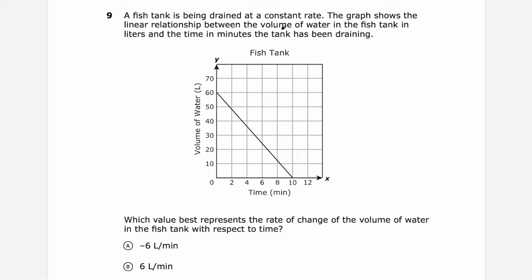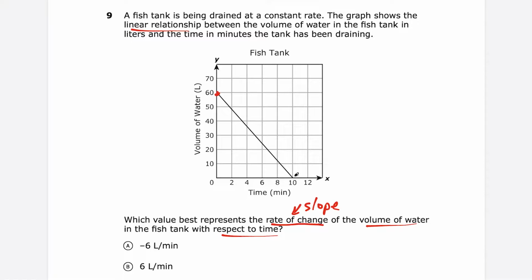Question 9, we have a fish tank is being drained at a constant rate, and the graph shows the linear relationship between the volume of water in the fish tank in liters and the time in minutes the tank has been draining. And we want to know which value best represents the rate of change of the volume of water in the fish tank with respect to time. So for this question here, we're looking for the slope. Since our function here is a linear function, we are looking for the rate of change, and the rate of change of a line is the slope, and the slope is constant throughout the line.